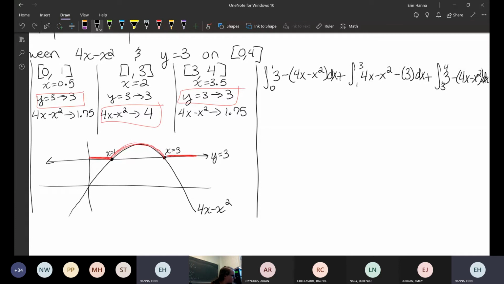And then again, if anyone wants to see the antiderivatives, just let me know. But I believe, I'm remembering correctly from my last class, these actually all turn out to be 4/3. It's just coincidence. So the final answer turns out to be 12.